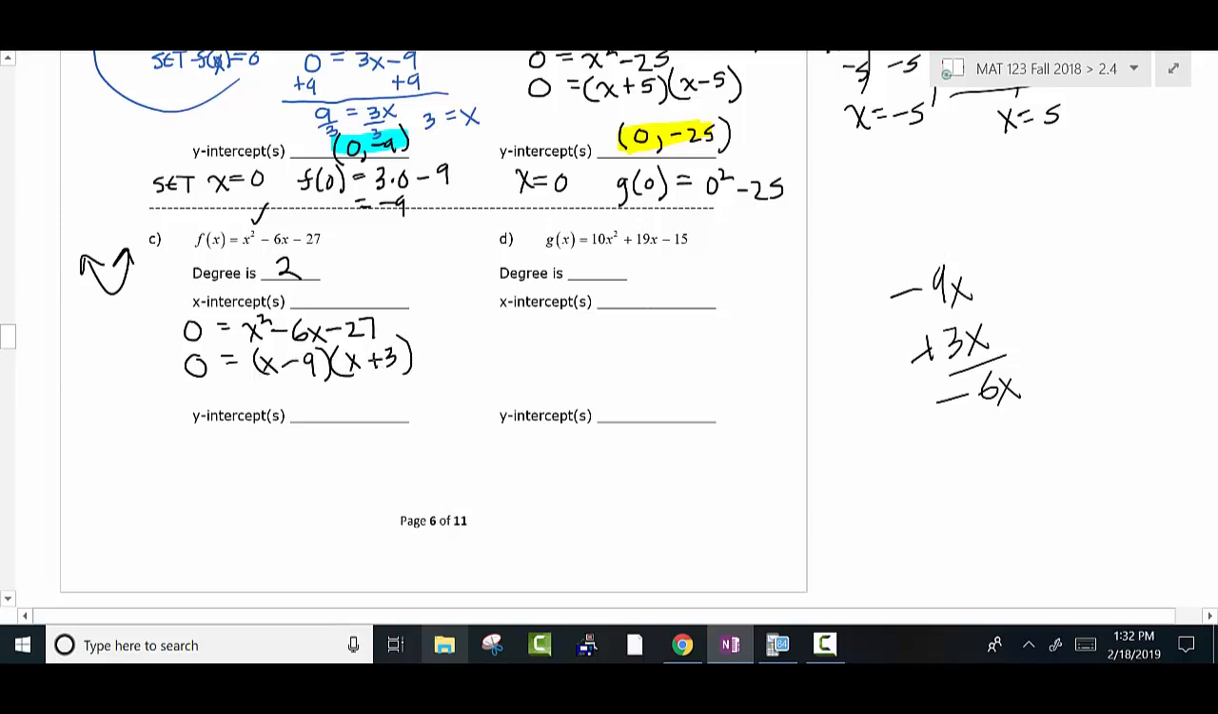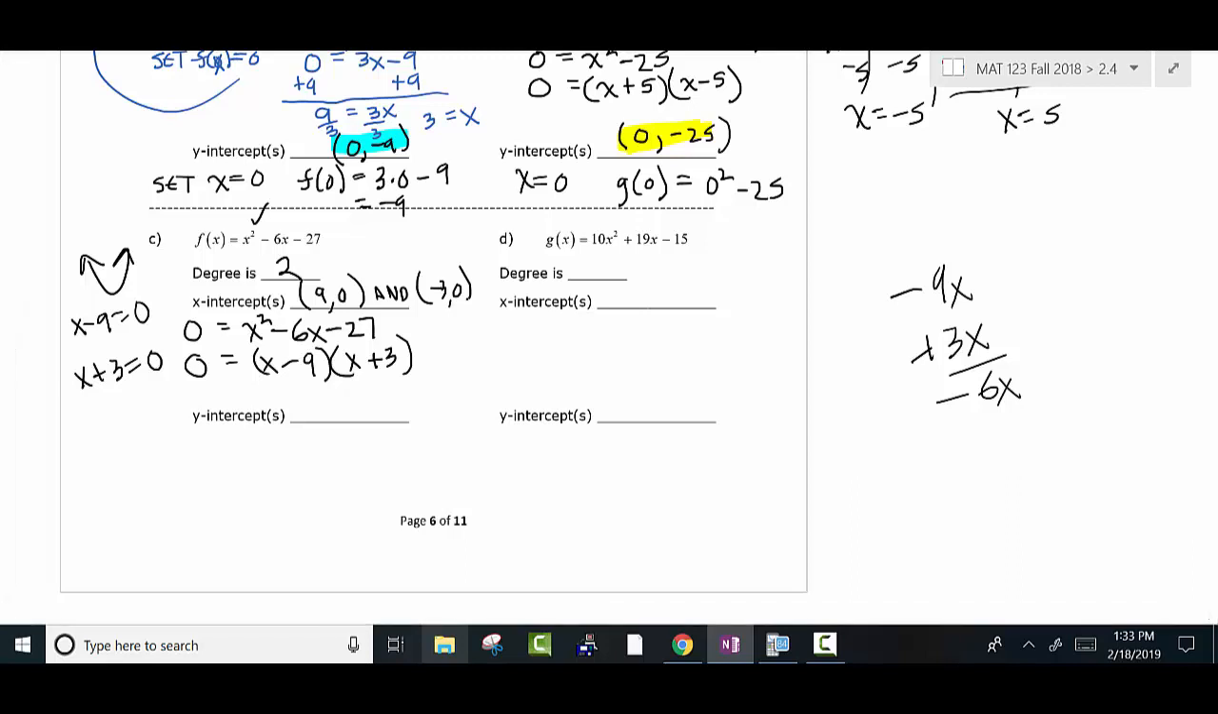Okay, what are the two answers of that equation in your head? 9, what else? Negative 3, right? Okay, so you can do that last step in your head. X minus 9 is 0, x plus 3 is 0. So your intercepts are going to be 9, 0, that's your first x-intercept. The other one would be negative 3, 0. Okay, we let y be 0 and found the x that's associated with that.